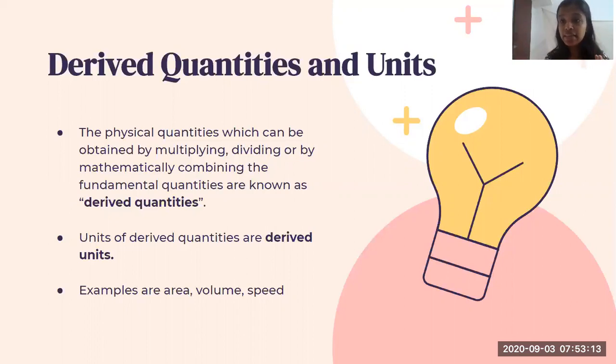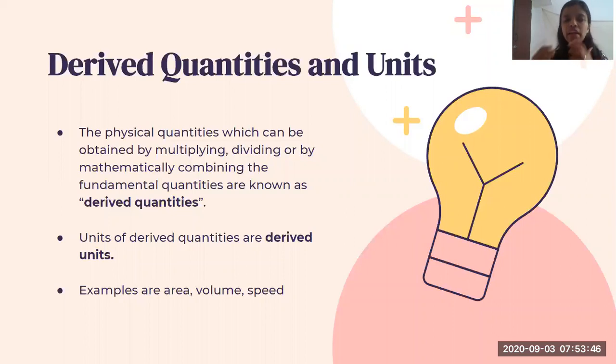Length we cannot divide into smaller parts. But here, for area, there is one length and another length. Only when you multiply these two do you get area. So these are the derived quantities. Derived quantities have derived units. Now, what is the unit of length? Meter. Breadth is also length, that is also meter. Meter into meter, so that is meter square.